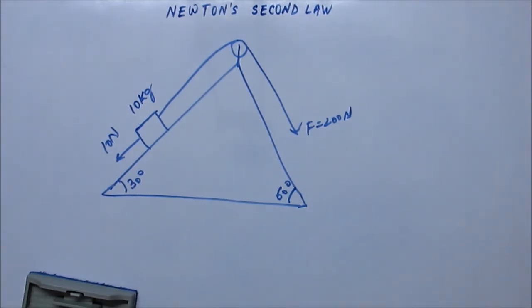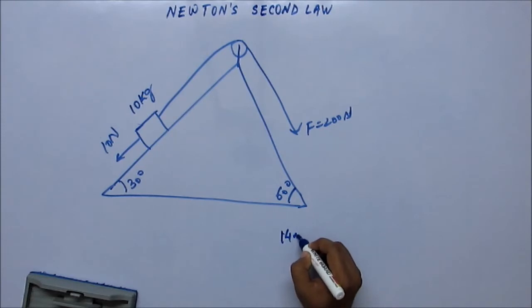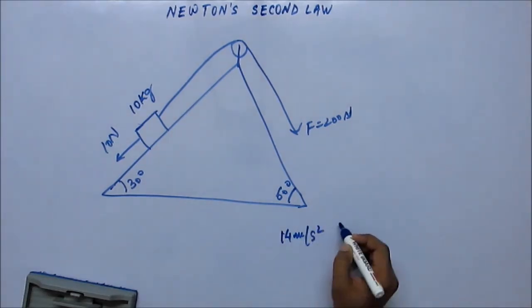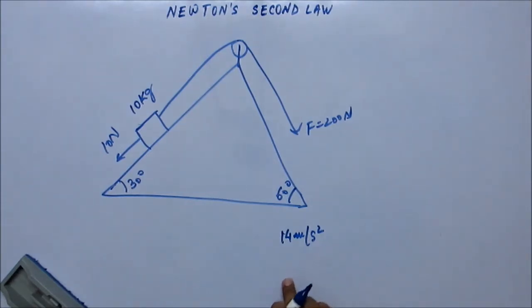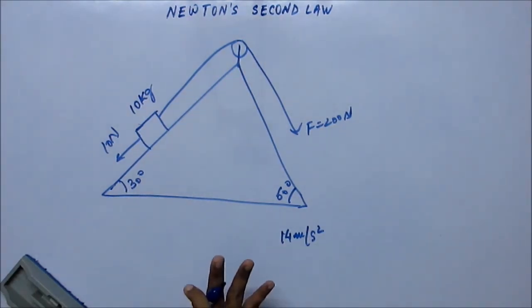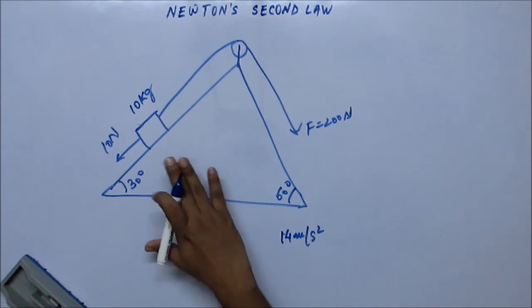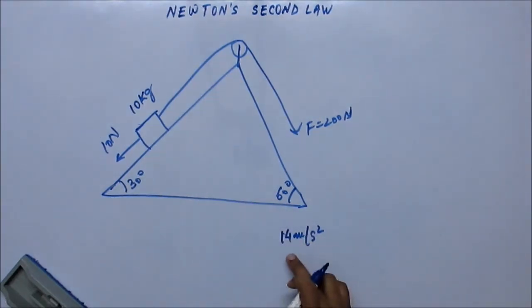The acceleration of this 10 kg block would be 14 meter per second square, I guess, down the plane. You have to specify direction as well because acceleration is a vector quantity. Fine, you got your answer? Very, very good. Now let's see how you have to do it. You just have to write the equation for Newton's second law of motion. That's it. So let us assume, oh no, it won't be down the plane, it will be 14 meter per second square up the plane.